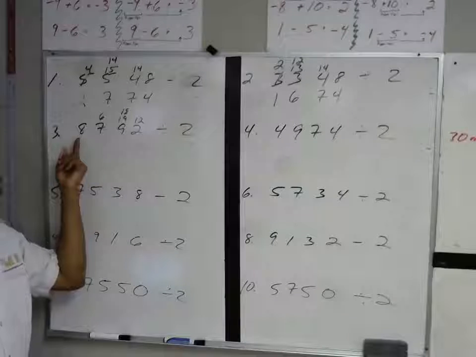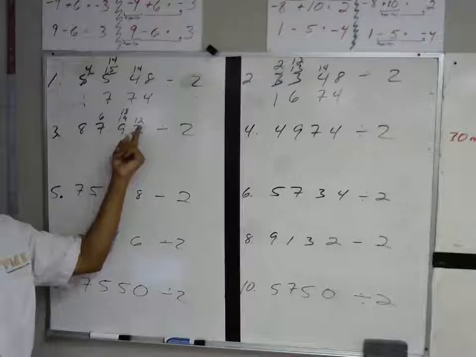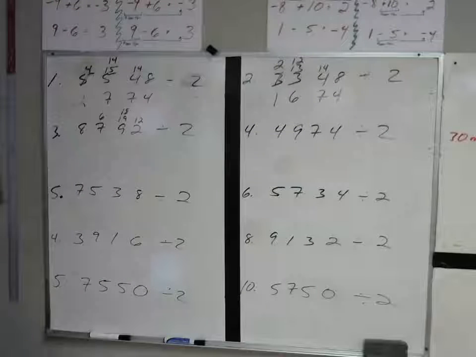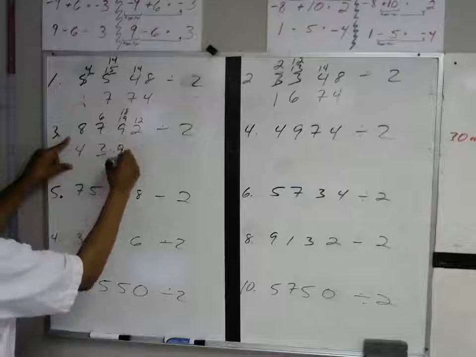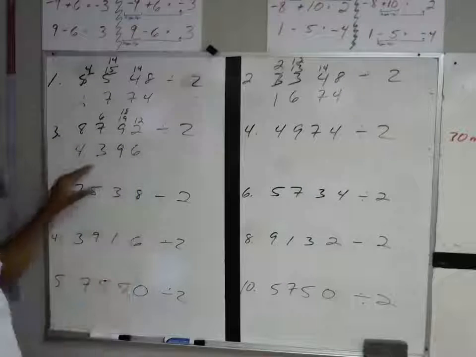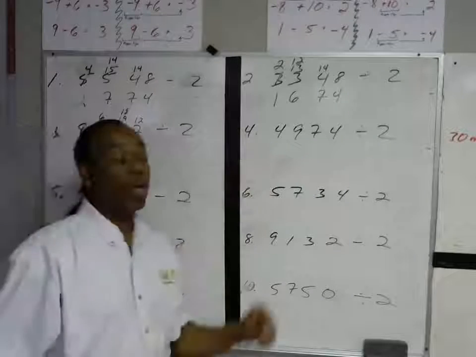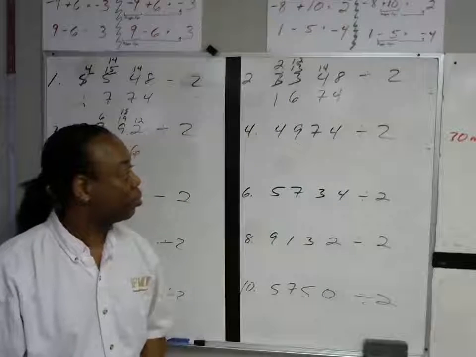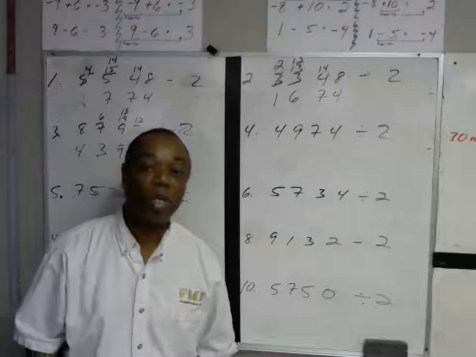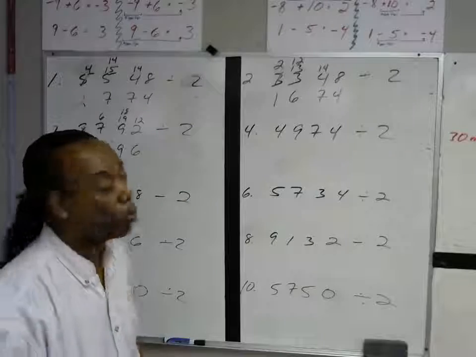So our numbers now are 8, 6, 18, and 12. We'll take half of those now. So this becomes 4, 3, 9, and 6. We're done. Go ahead and try number 4 and pause the video. Okay, now let's take half of these numbers.